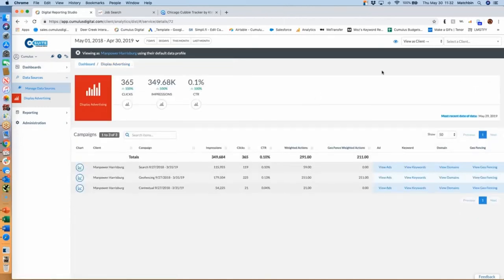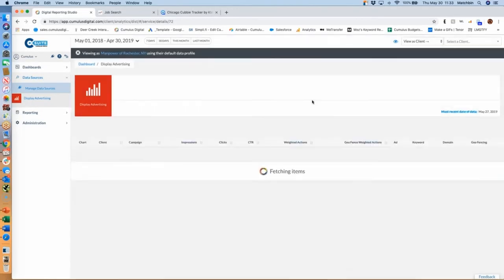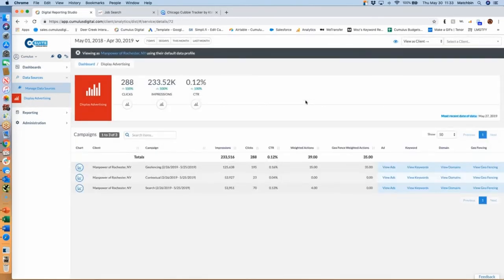So this is Manpower Harrisburg. We have one more that we can take a look at, and that is Rochester, New York. So let's take a peek here. You can see this campaign began February 26th. We're using geofencing, contextual, and keyword search. And since then, it looks like it just ended, or maybe the data hasn't been pulled up if they renewed. I'm not sure on that, Keith. Which one are you looking at? This is Manpower of Rochester. Manpower Rochester ended this past month, and we're moving the impressions to Syracuse, which isn't set up yet.